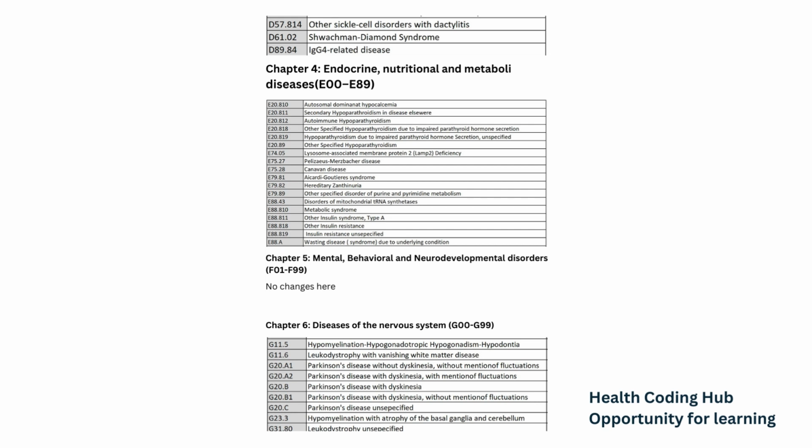There is also a new code for metabolic syndrome, which includes high blood pressure, high blood sugar, abdominal fat, and abnormal cholesterol levels. We have a new code for a specific type of insulin resistance and a wasting disease, which occurs when a person loses more than 10% of their body weight and muscle mass due to an underlying chronic disease.